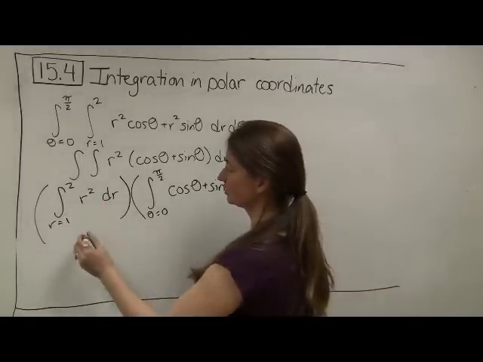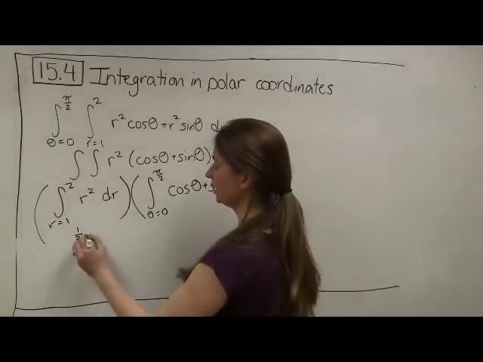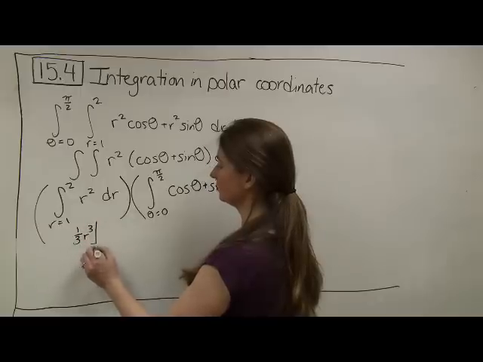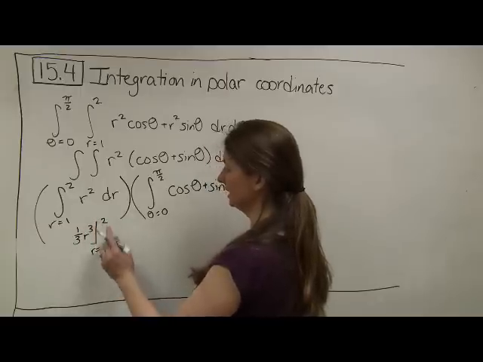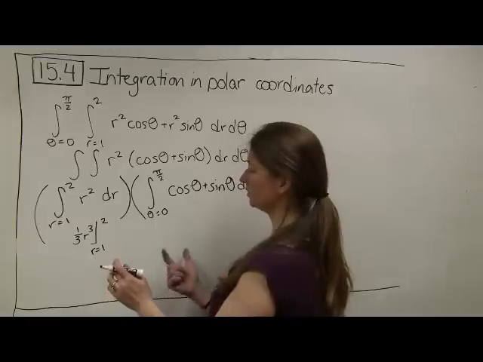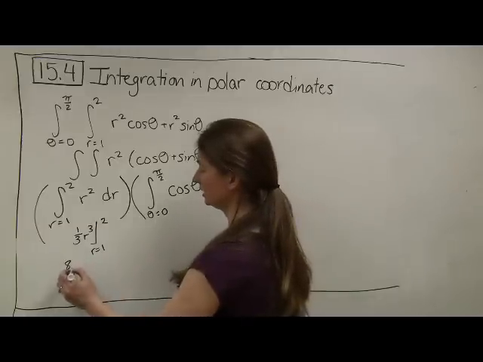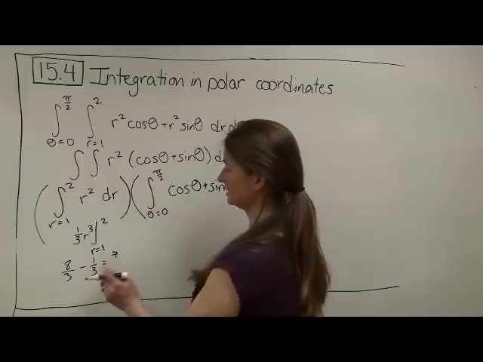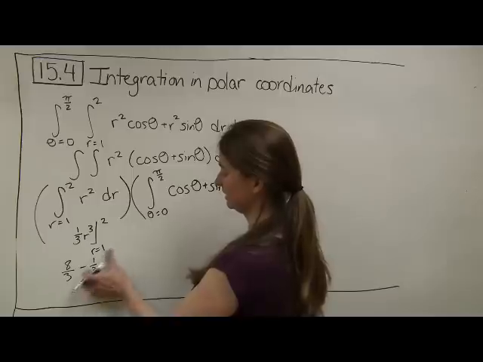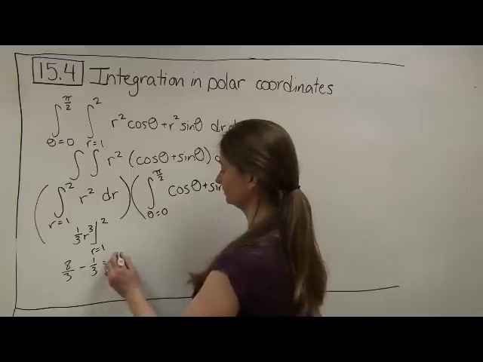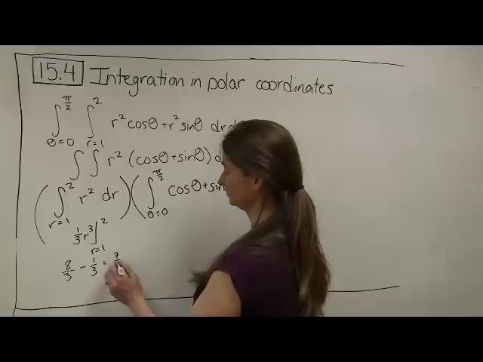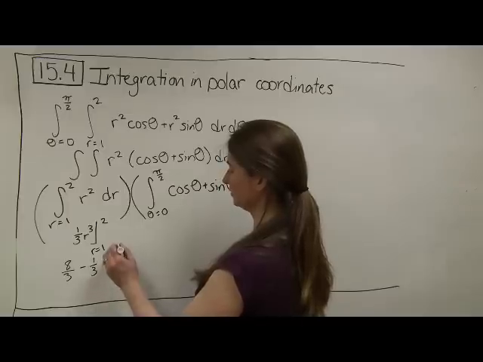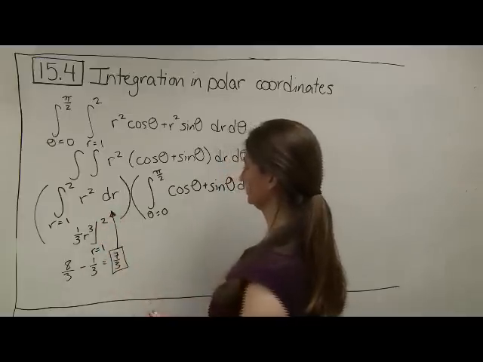So integrating r squared becomes 1/3 r cubed evaluated from r equals 1 to 2. That becomes 2 cubed, which is 8/3, minus 1/3, which is 7/3. Again, this notation is terrible. And that's what I get for this chunk.